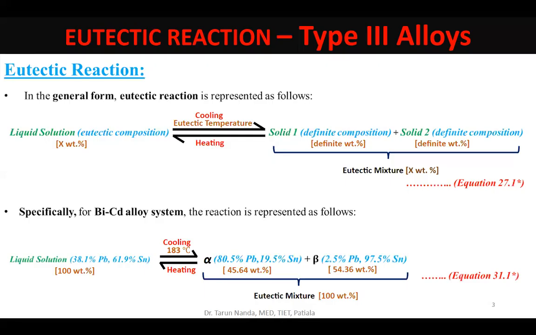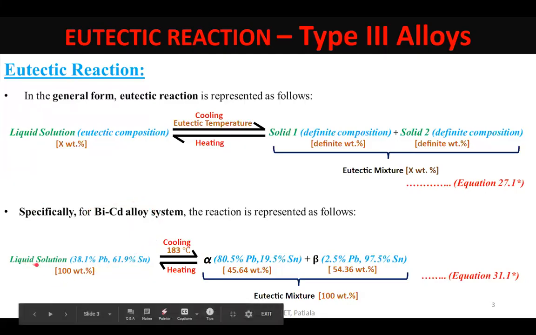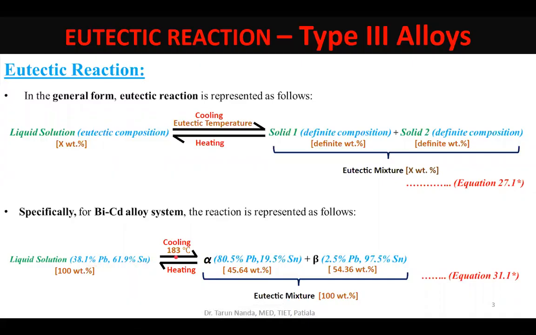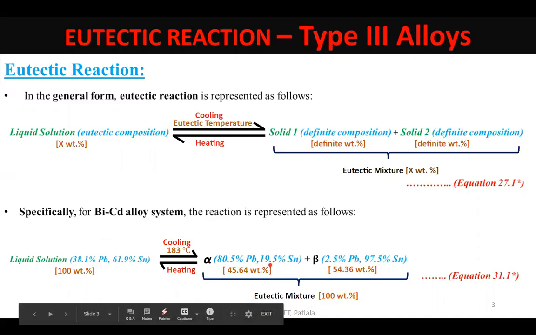So let's get started. You see, this is the eutectic reaction in general, and then we have shown the eutectic reaction which specifically happens for a bismuth cadmium alloy system. If we have a liquid solution phase of eutectic composition present during cooling at the eutectic temperature, this liquid transforms to a mixture of two new solid phases, alpha of maximum solid solubility 19.5 tin and beta again of maximum solid solubility 2.5 lead, called the eutectic mixture.